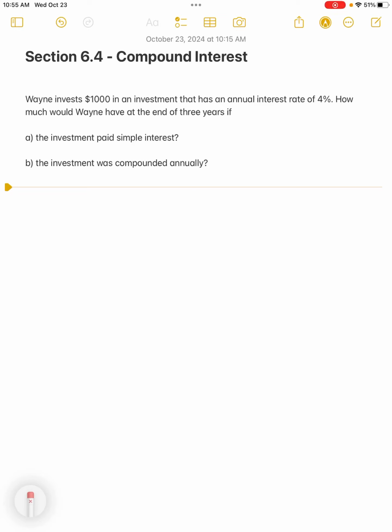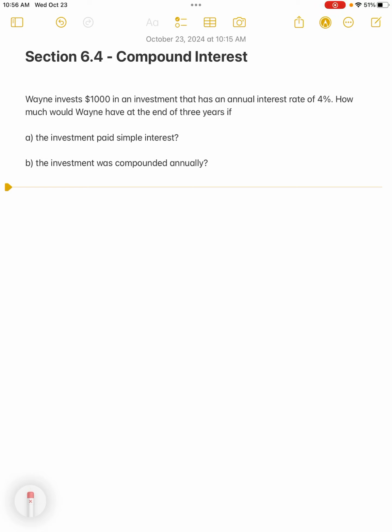Welcome to section 6.4. This is really related to the last section, 6.3, where we talked about simple interest. Now we're going to talk about compound interest. So we first want to just talk about the way compound interest works and compare it to simple interest. And so I have this problem up here that will eventually start, but let's talk about some preliminaries.